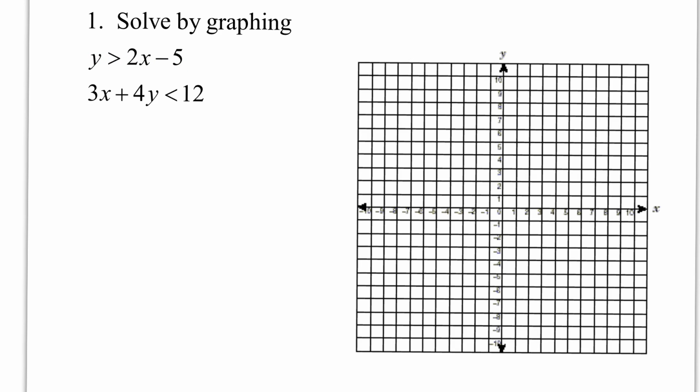So let's go ahead and graph the first line. I'm going to use different colors here to show you guys the 2 different lines. So I'm going to use red for the top.